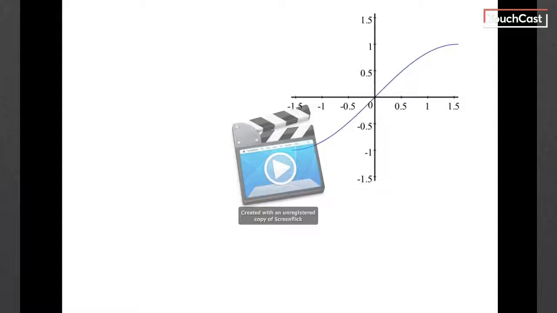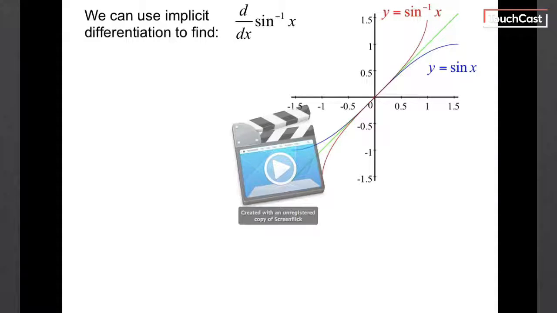So if you wondered where those derivative rules for the inverse trigonometric functions came from, I'll show you how to find the derivative of the inverse sine function. If you get excited and want to see the other ones, you can check them out in your book or other online sources. So we're going to use implicit differentiation to find this derivative.